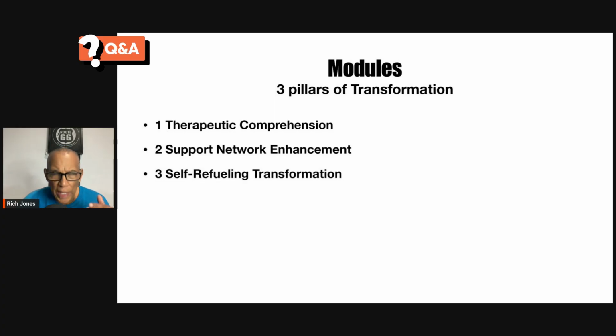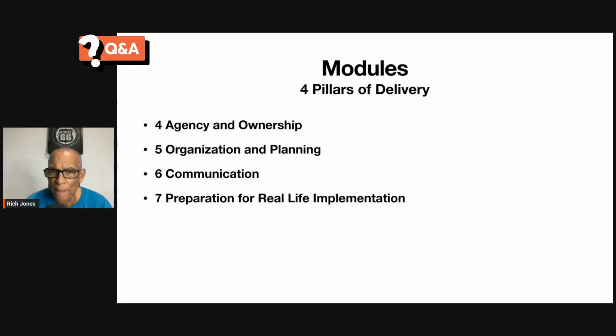So the course will give a brief overview of what refueling transformation actually means. So that's module 1, therapeutic. In module 2, we're going to go into support network, and then in module 3, we'll talk about the self-fueling transformation. In module 4, we're going to talk about how to properly use the mentality of agency and ownership. Extremely important, it is the bedrock frame of restorative life management, and it's one of the tools we use in order to implement the structure and the process.